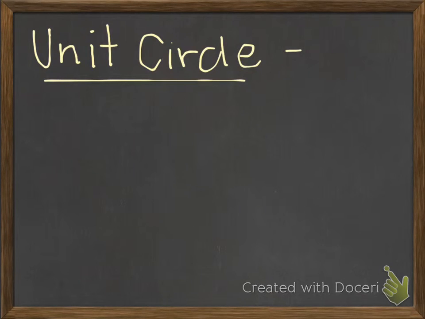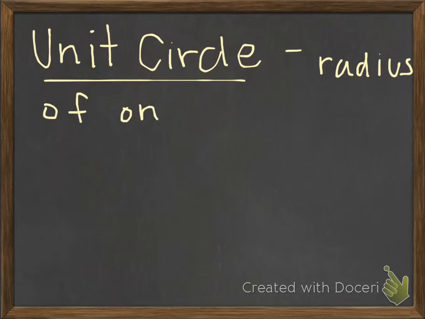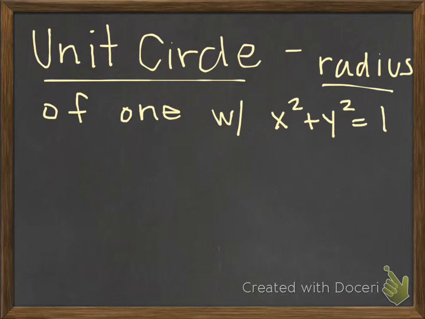Okay, so a unit circle has a radius of 1 with the equation of x squared plus y squared equals 1. So I'm going to give you several points, and we're going to assume that the coordinate that I'm giving you falls on the unit circle, which is implying that the radius will be equal to 1.